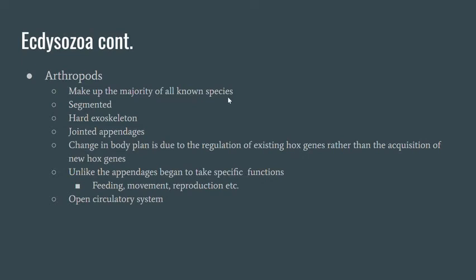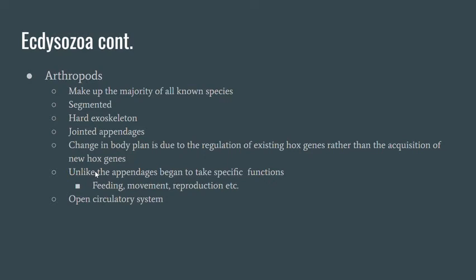So the most famous group Ecdysozoa is known for are arthropods. These actually make up the majority of all known species. They are segmented, although some in different ways. They have a hard exoskeleton and they have jointed appendages. As they evolved, their body plan changed not due to the acquisition of new Hox genes, but rather the regulation of their existing ones.